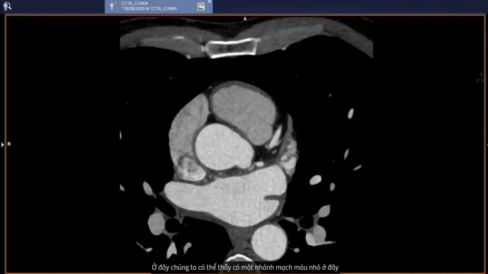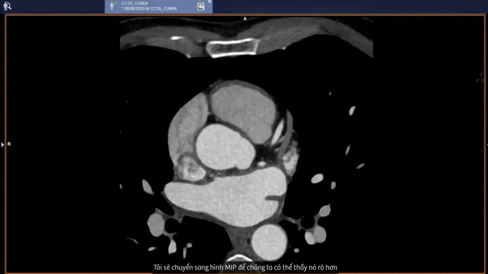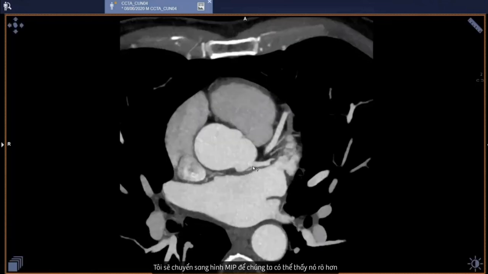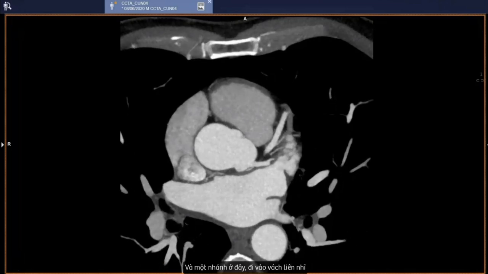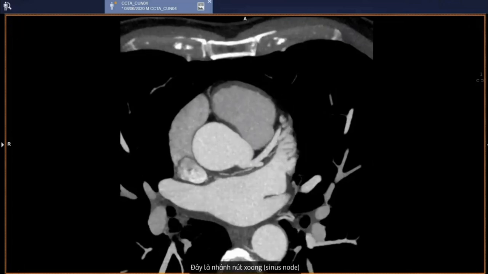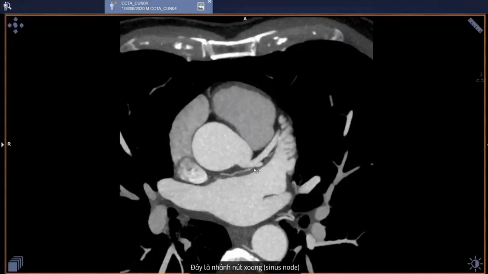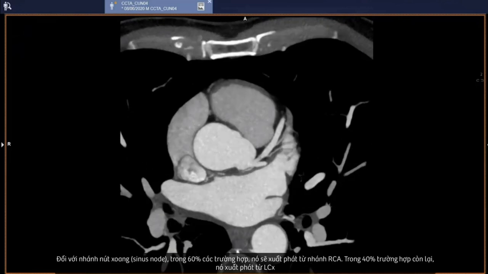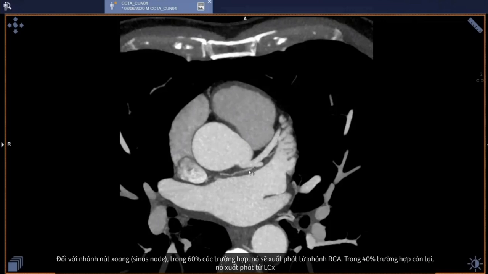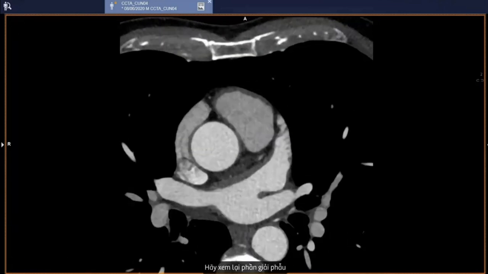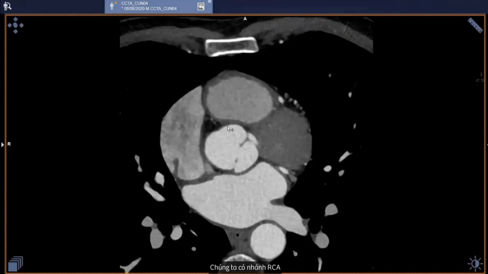Here you've probably noticed another tiny little branch coming here. This one, let's do a MIP so you can see it better. This one is coming here into the interatrial septum. This is the sinus node branch. In 60% of the cases it comes from the RCA, in 40% of the cases it comes from the left circumflex coronary artery. That's the sinus node. So, reviewing the anatomy, we've got the RCA.